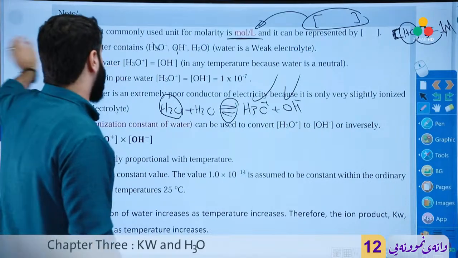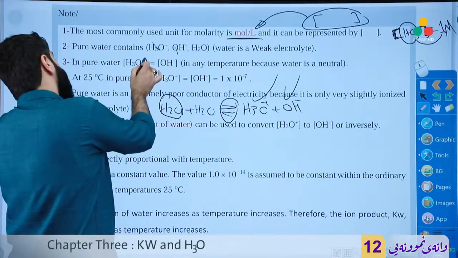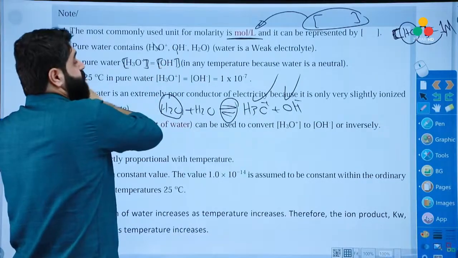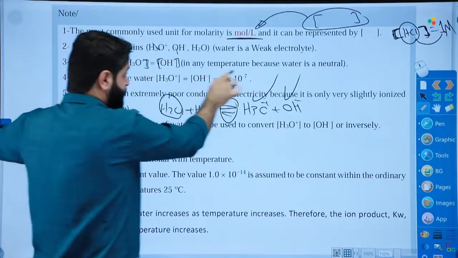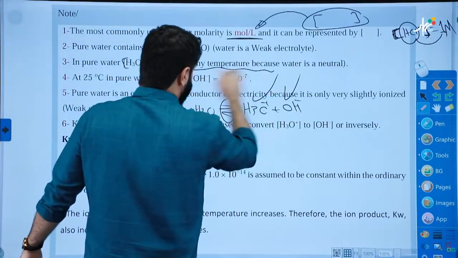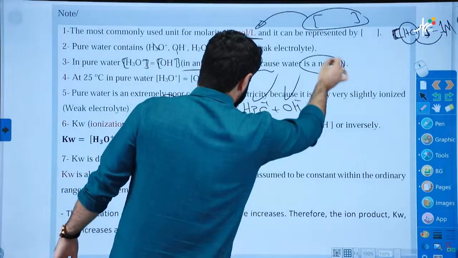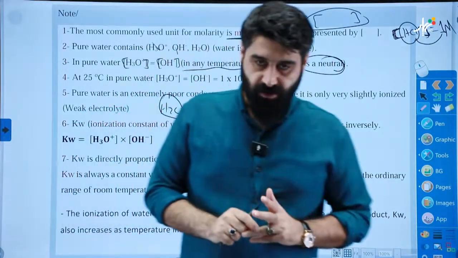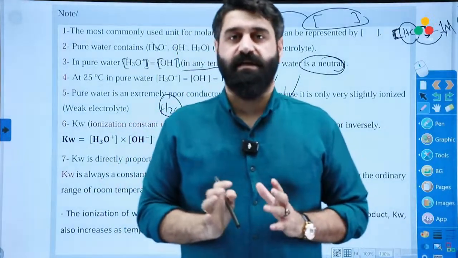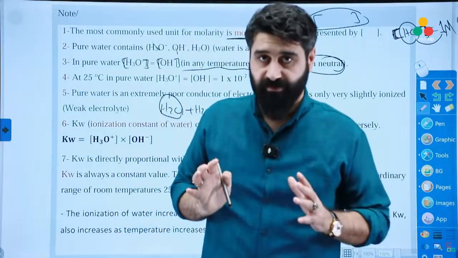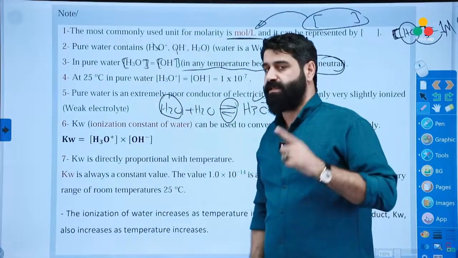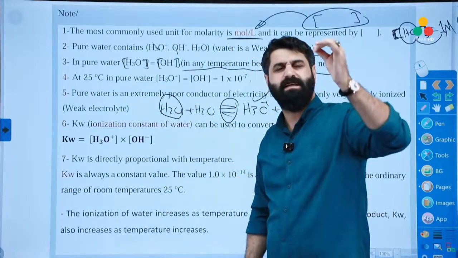In pure water, always the molar concentration of hydronium equals the molar concentration of hydroxide at any temperature. This is true for any temperature because water is a neutral substance. What is water? Acid or base or neutral? Water is a neutral substance. In any neutral substance, hydronium concentration equals the hydroxide ion concentration.